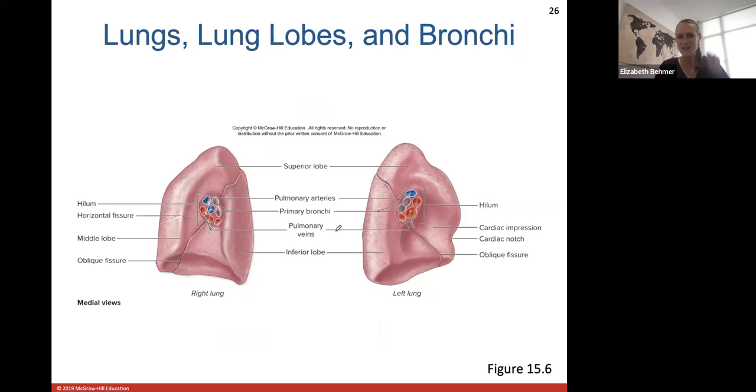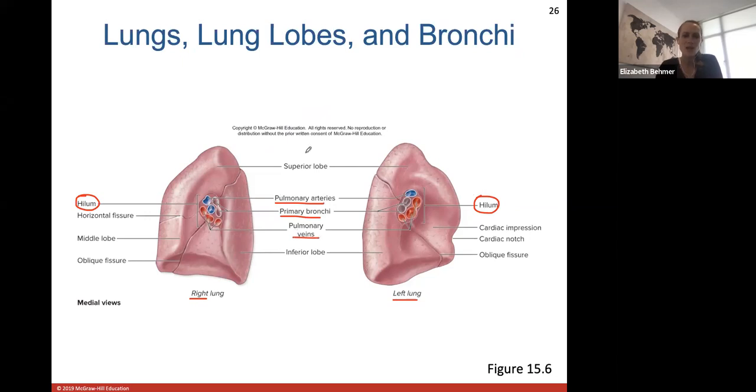Here's a look at the right lung and the left lung. You can see on the right and left lung, we both have this area called the hilum, which is the area where all of our blood vessels enter and exit the lungs, because our blood vessels are taking air and blood to the lungs to pick up oxygen. You'll also see the primary bronchi entering and exiting there, as well as your pulmonary arteries and pulmonary veins.